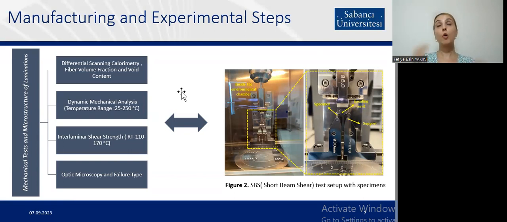The optical microscope also supports the interlaminar shear strength values, because the test specimen was exposed to interlaminar shear strength testing, and after that we took images of these test specimens. In figure 2, you can see the short beam shear test setup with the specimen.